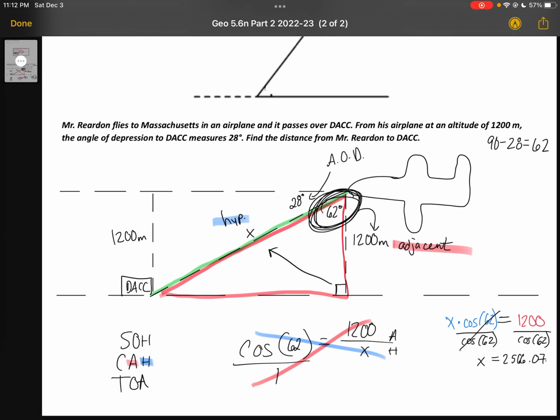And we're in meters. So what we're going to see is, again, this distance right here, 2556.07 meters. That's going to tell us how far away we are directly from the front of the airplane to the base of the ground right on the corner of the DACC building. So again, interpreting this in context, keeping your units as meters, solving correctly using the correct function here, which is cosine, and we have everything solved for.